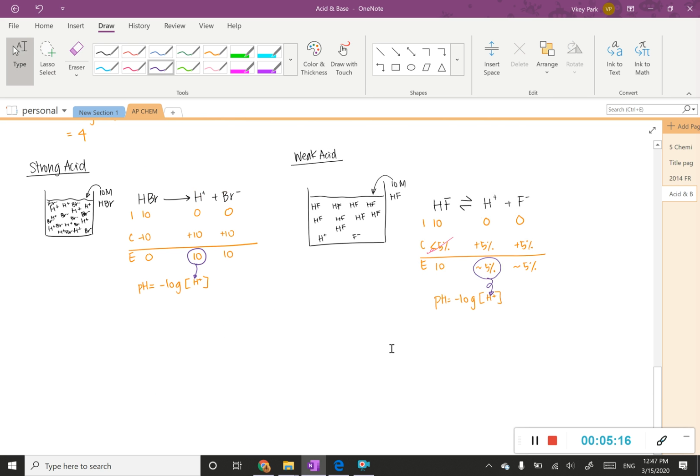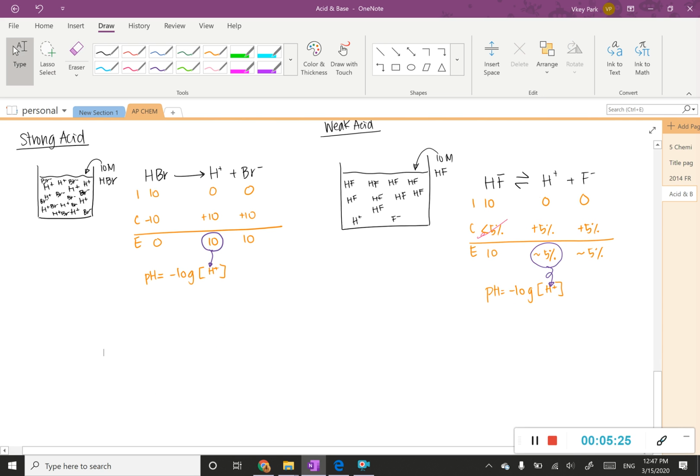What is Ka? Ka is the solubility of acid and bases. Ka is always going to be products over reactants. So H plus times Br minus over HBr for the strong acid. And for the weak acid, it's going to be H plus times F minus over HF.